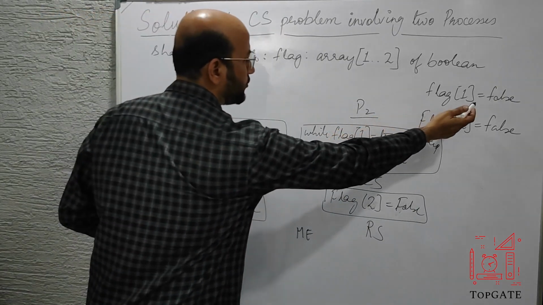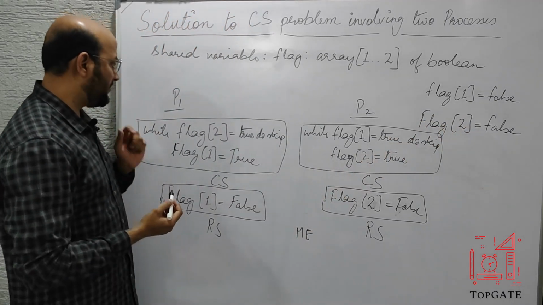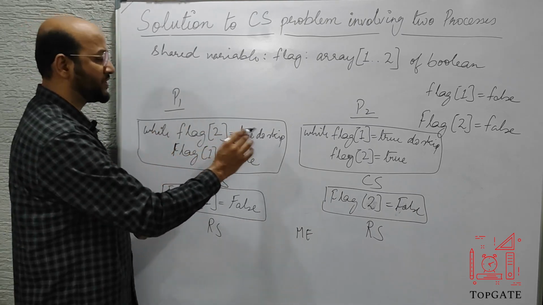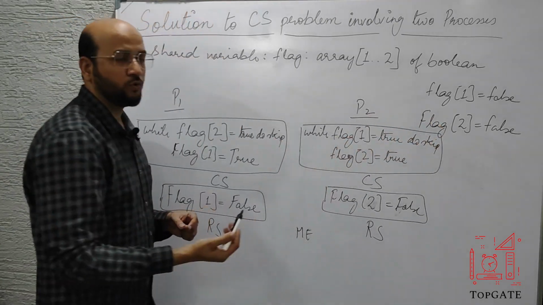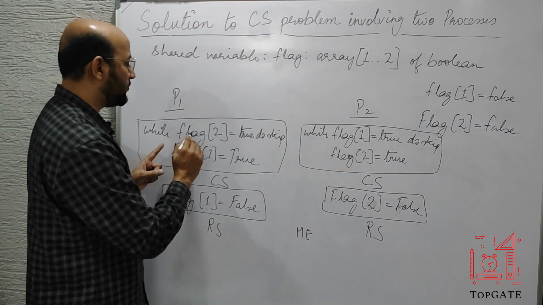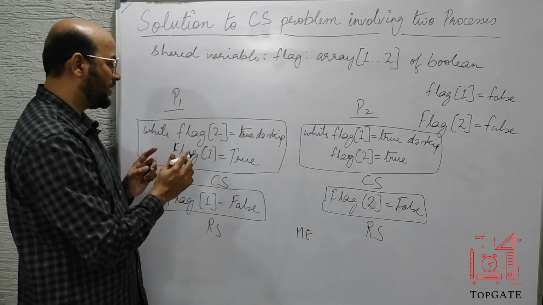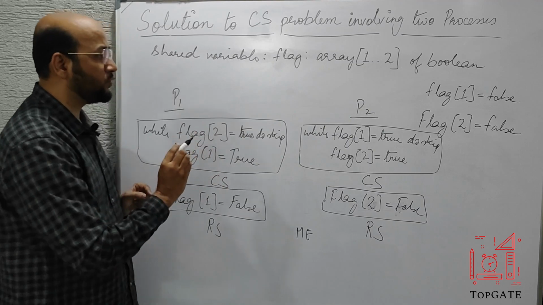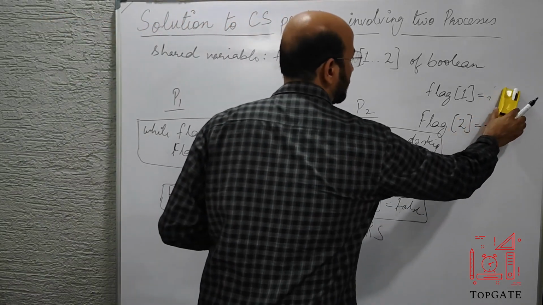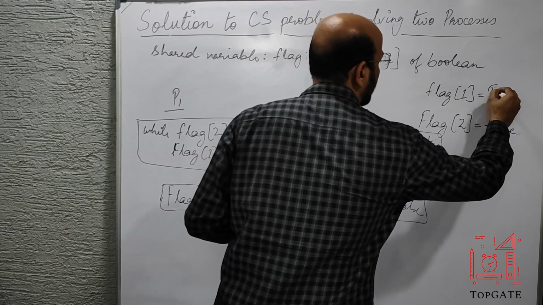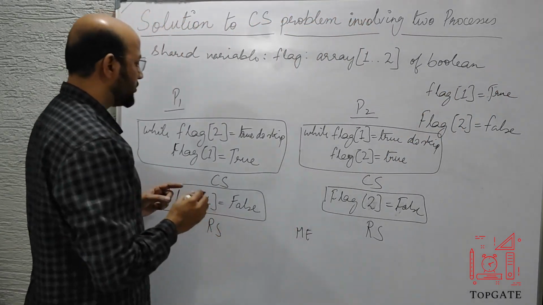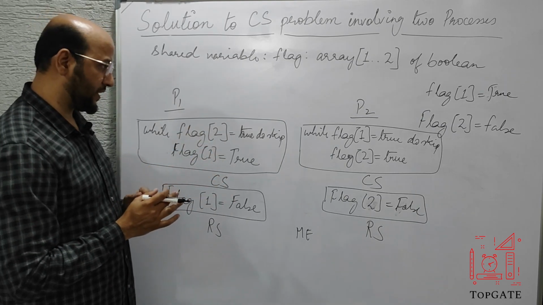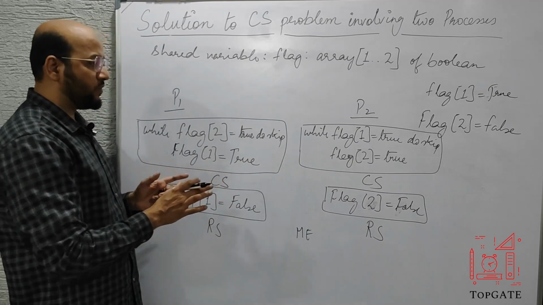So initially flag 1 is equal to false, flag 2 is equal to false. So what will P1 write? P1 will write while flag 2 is equal to true, do skip. And what is the value of flag 2? Flag 2 is equal to false. Therefore, this while loop will be broken since it is not true, and it will go to this instruction. And in this instruction, it will write flag 1 is equal to true. So flag 1 was false initially, and now it will become true. Okay, so after making it true, it will go to the critical section and start executing into the critical section. Clear? So the process P1 is working in the critical section.